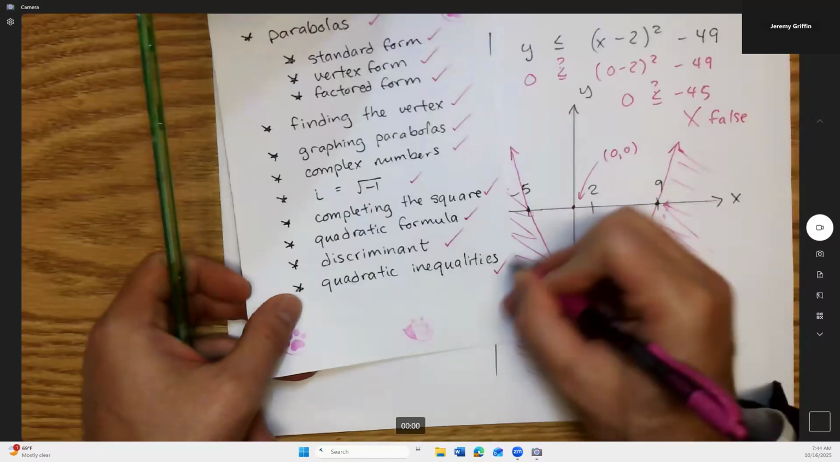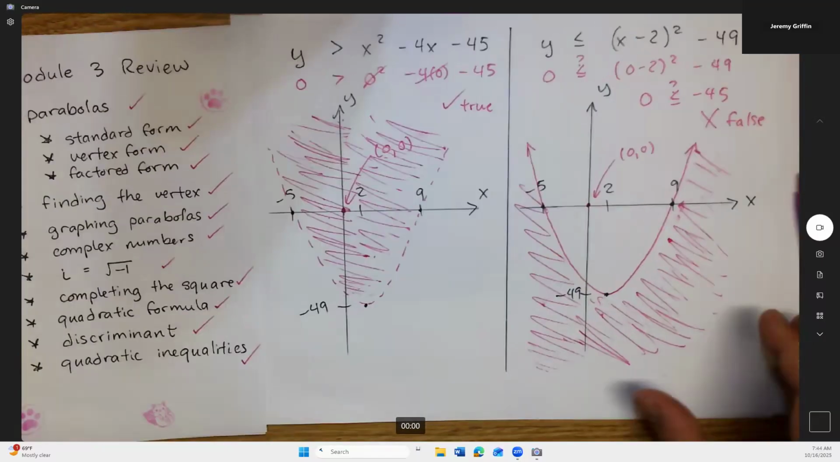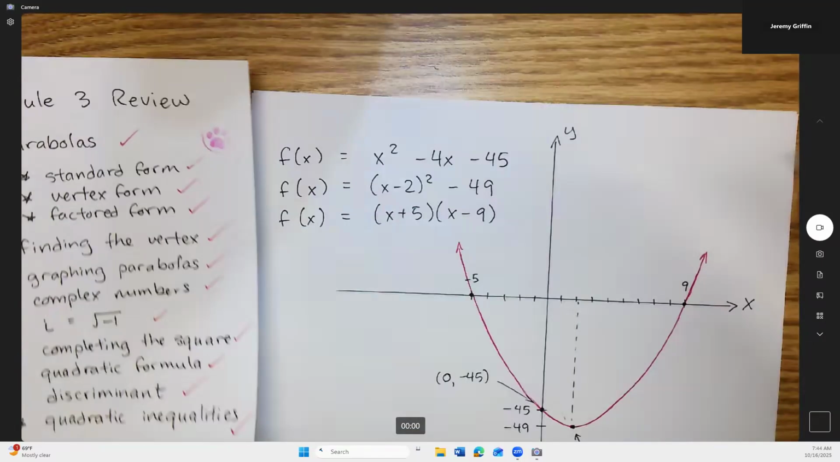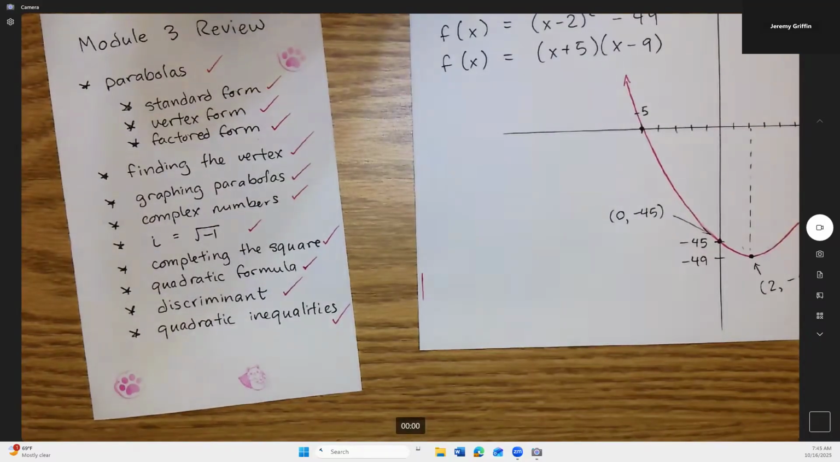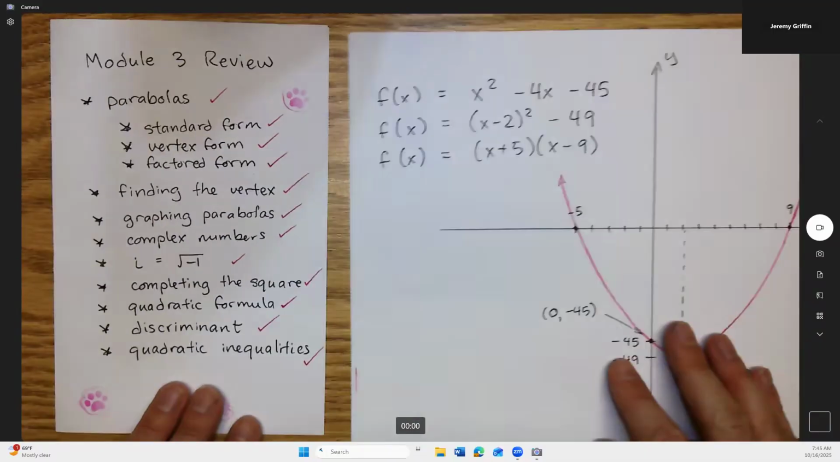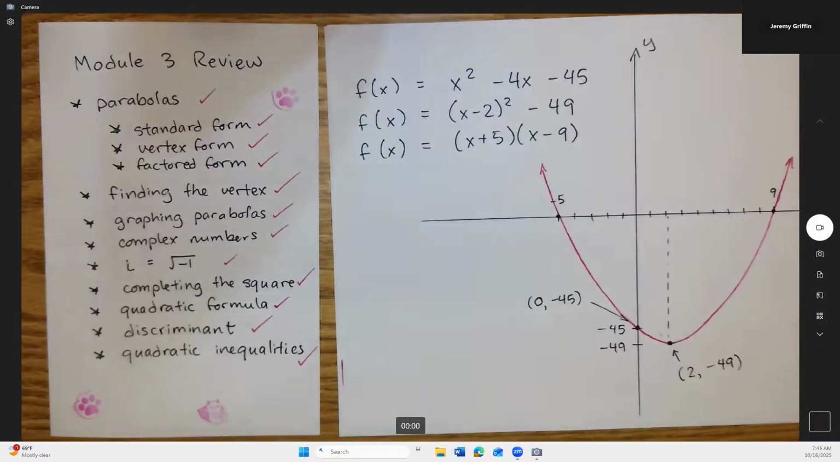So there you go. Quadratic inequalities. Check. I think that's about it. It's pretty all-encompassing right there. Anything that I would ask you on a quiz would be something that we covered right there.